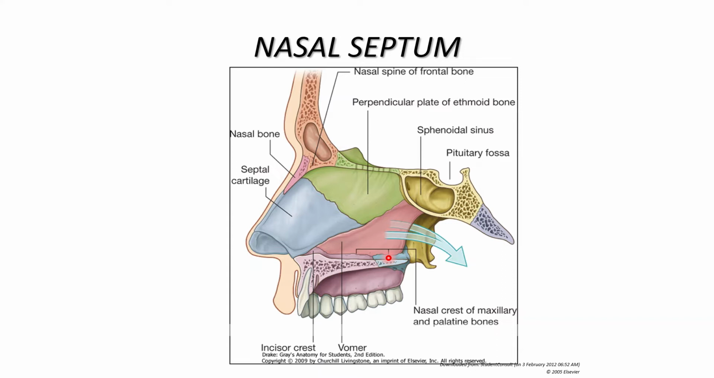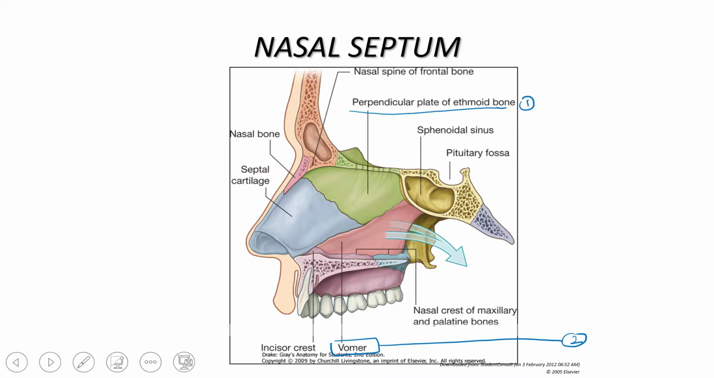The principal or main bones which take part in the formation of the nasal septum are, number one, the perpendicular plate of the ethmoid bone, and second, the vomer. So these are the two principal bones which take part in the formation of the nasal septum. As we can see in this picture, the posterior part of the nasal septum is mainly bony and the anterior part is cartilaginous in nature. So the two principal bones include the perpendicular plate of the ethmoid and the vomer.